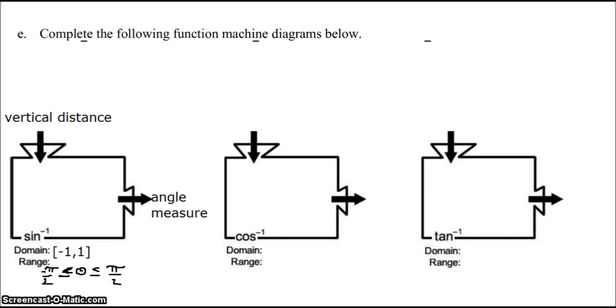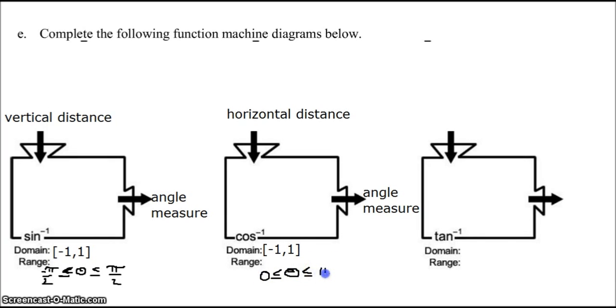For the cosine, we input horizontal distance, and our output is angle measure. The domain, the distances range from negative 1 to 1. That's our domain. And then the range, we're restricting this function so that the range is always between 0 and pi. That makes sure that for each input we have only one output.